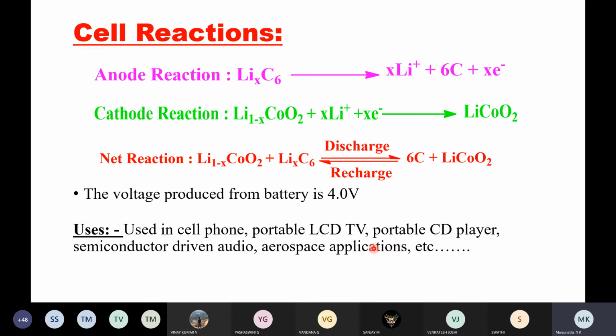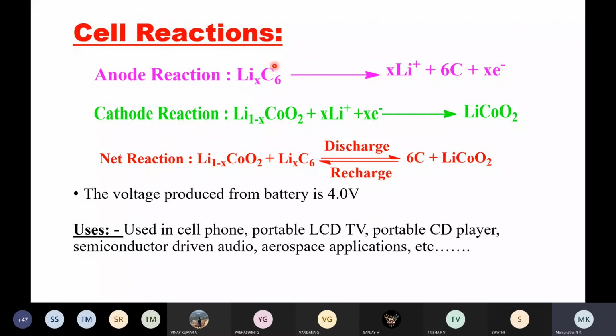Like the nickel metal hydride battery, it is also an example of a secondary battery. Therefore, here also both charging and discharging processes take place, in which during discharging it acts as a galvanic cell and converts chemical energy into electrical energy. First, at the anode there is a lithium carbon material. This lithium carbon material acts as the anode in the battery.